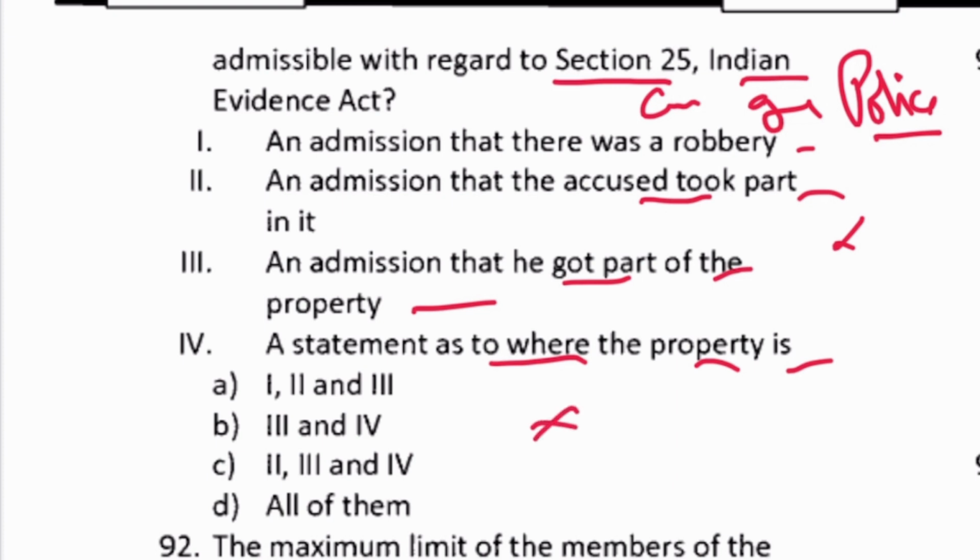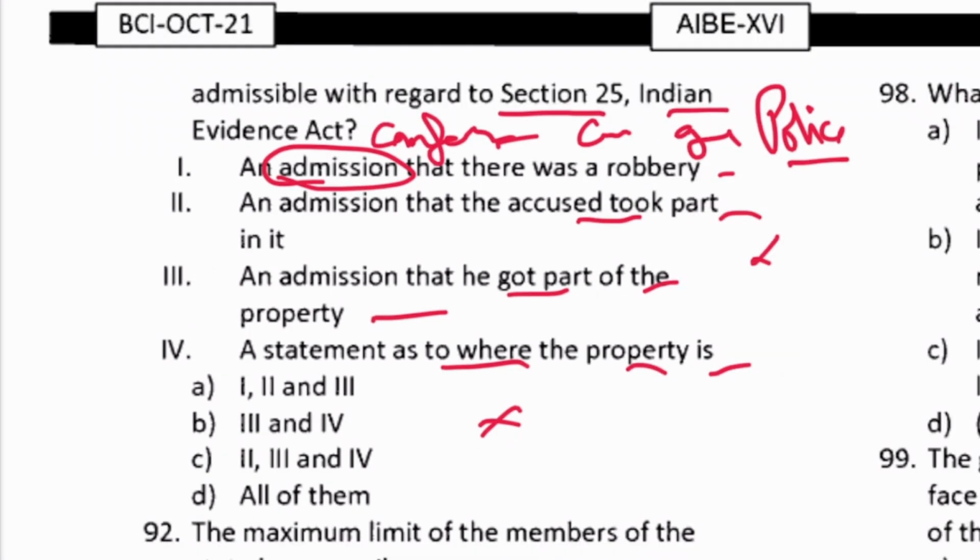How? There is no admission in section 25. It talks about confession first of all. But let's say if it is mentioned admission here, so admission that there was robbery, it is not admissible. Admission accused took part in it is not admissible. That he got part of the property, not admissible. Statement as to where the property is, this is also not admissible. So all of them are not admissible. D is the answer.